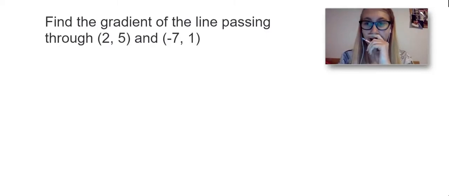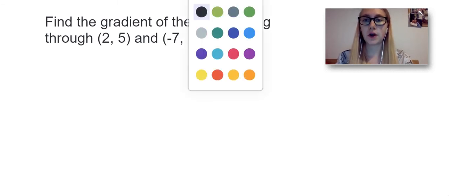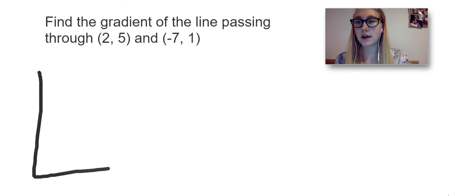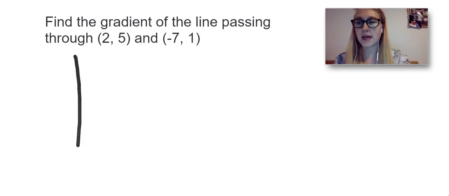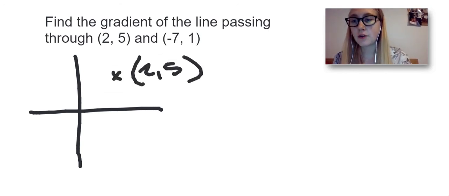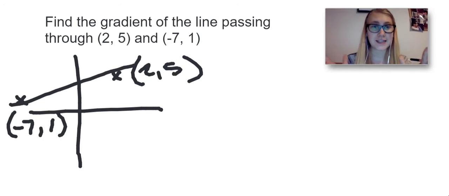So the question that we've got here is to find the gradient of the line passing through the points (2, 5) and (-7, 1). So if we just want a quick little sketch of what that's going to look like, (2, 5) is up here, and (-7, 1) is around here. So we know that we're looking for a positive gradient, so that's something that we can test when we get out of this.